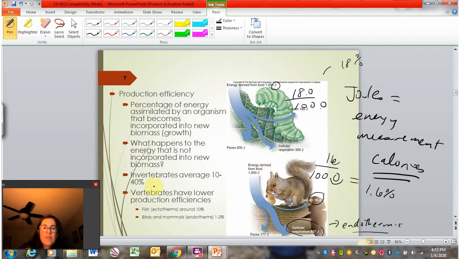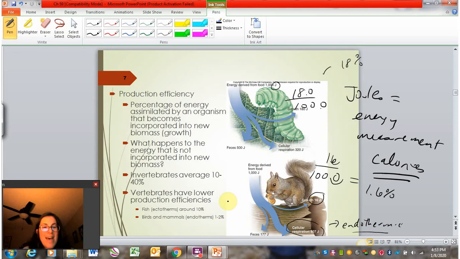And so this lines up with our general values here. Invertebrates like caterpillars average 10 to 40%. The caterpillar is relatively low with only 18%. And when we look at vertebrates, they have much lower production efficiencies, especially endothermic animals, the birds and the mammals, which are only in the 1 to 2% production efficiency.